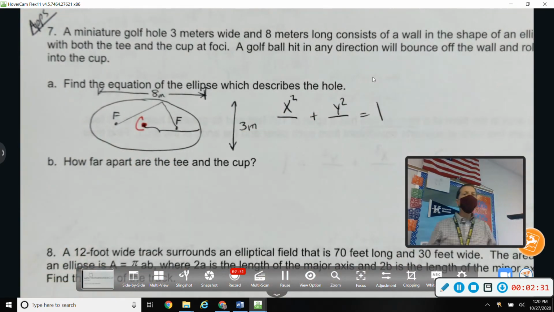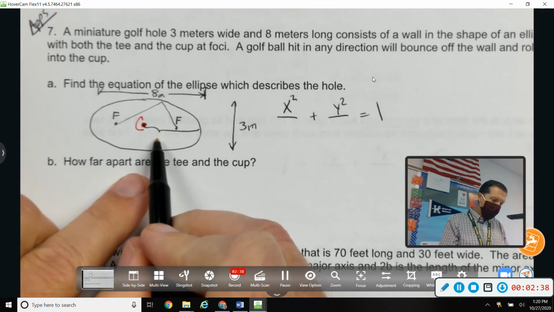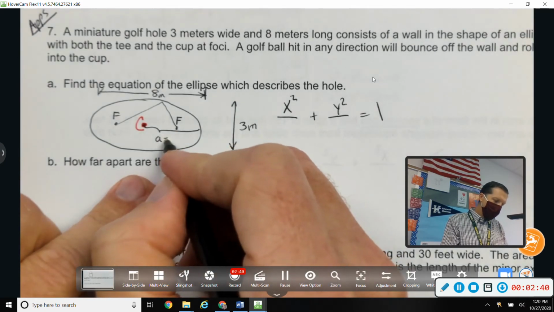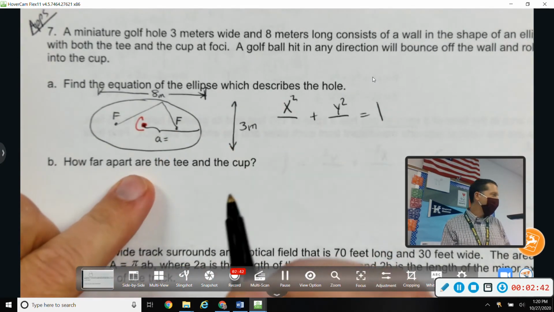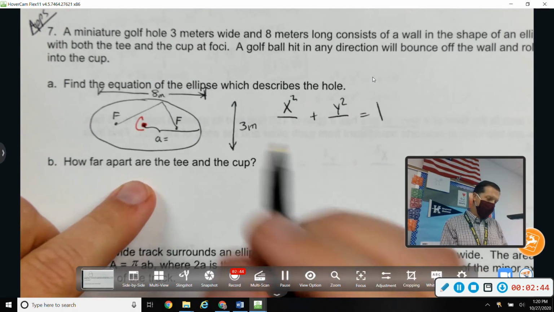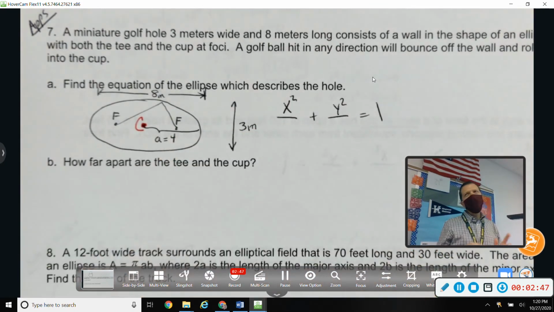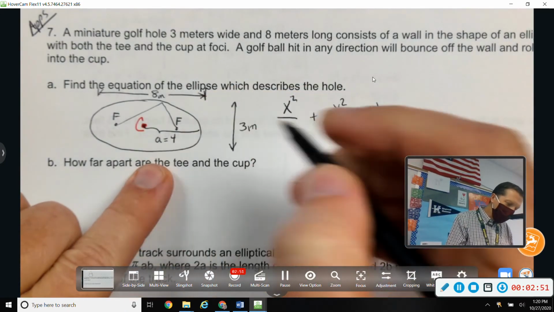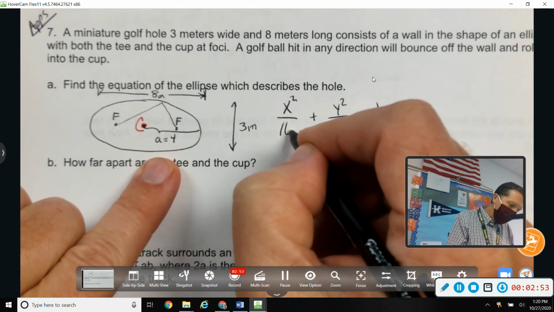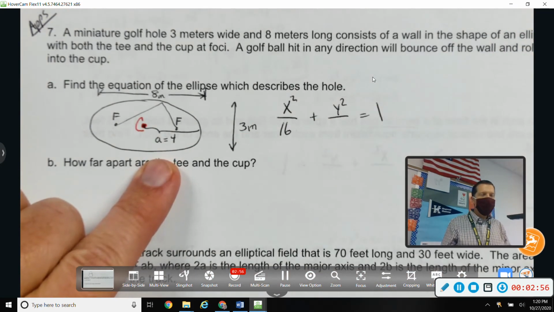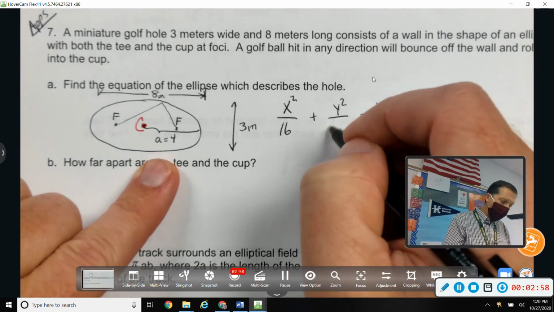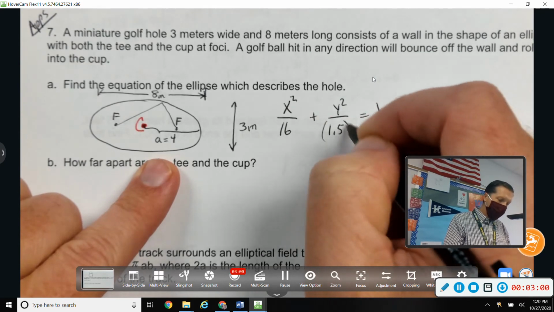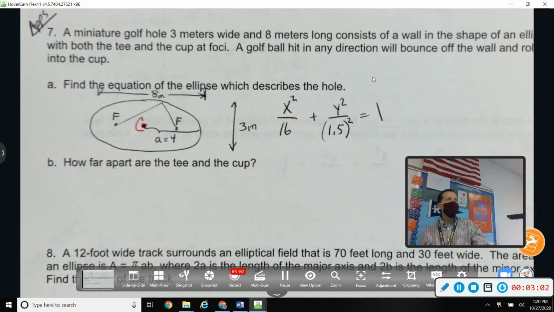And the somethings, let's see, what's going to go underneath x? A squared, yes. What's a equal to? 4. So another one where they didn't quite give you what you need. They gave you enough to figure out what you do need. So 4 squared would be 16. And under y would be 1.5 times 1.5, or you could just leave it as 1.5 squared if you wanted to.